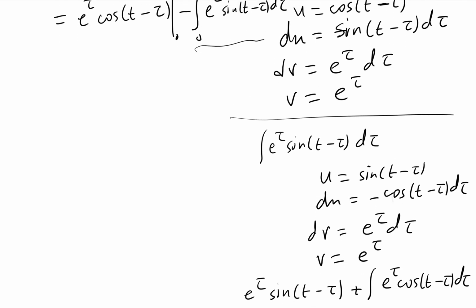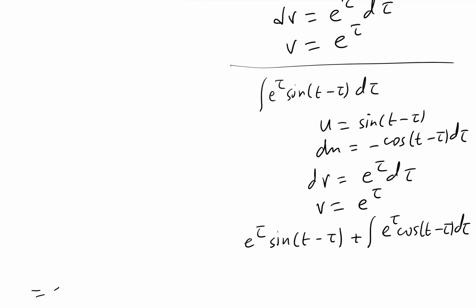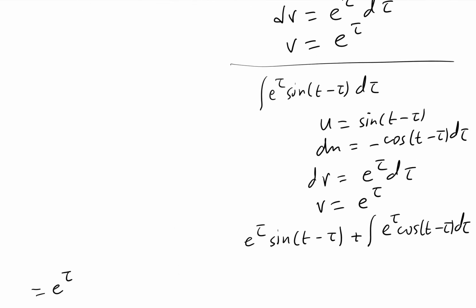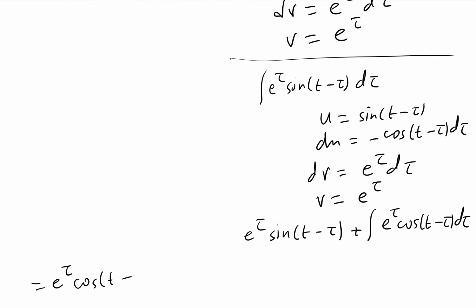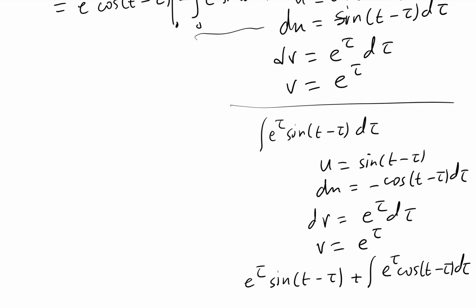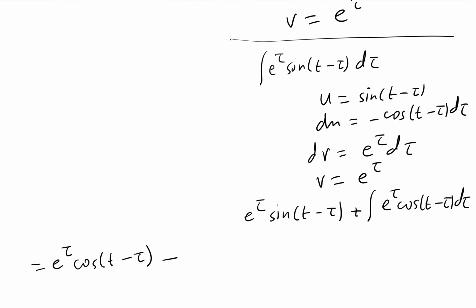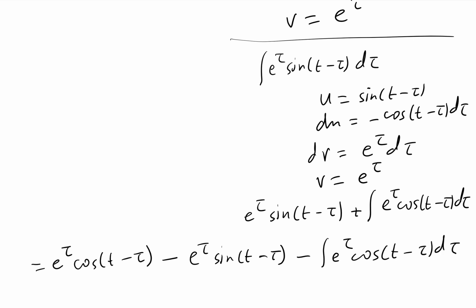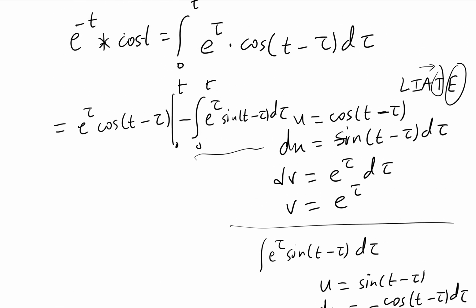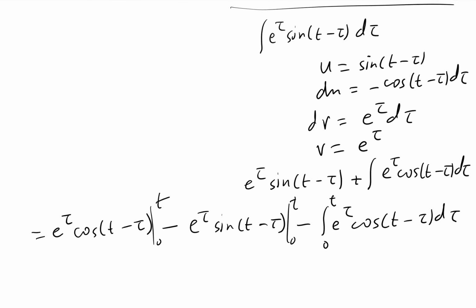So now we can substitute that in. We have the integral of e^tau cosine(t minus tau), and then a minus all of this, e^tau sine(t minus tau) minus the integral of e^tau cosine(t minus tau) d tau, all from 0 to t. So now notice we're not going to do it again.